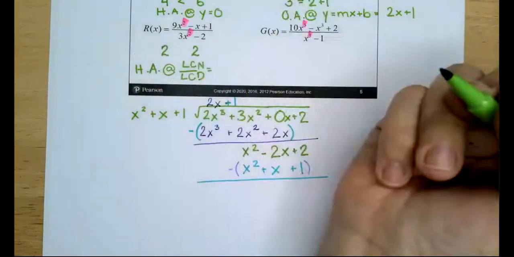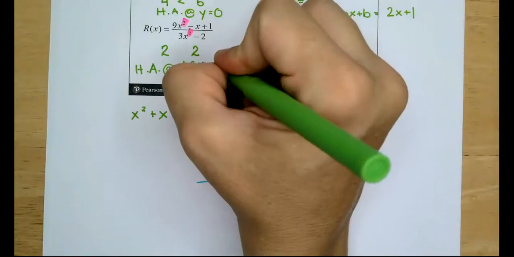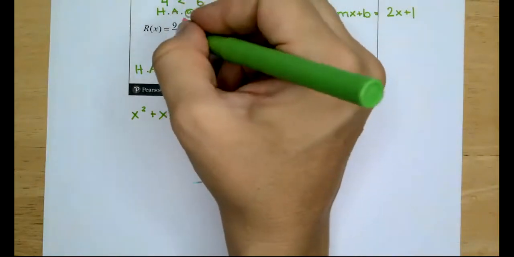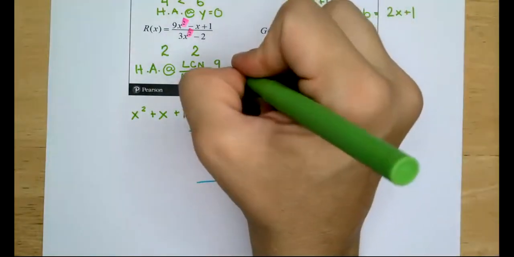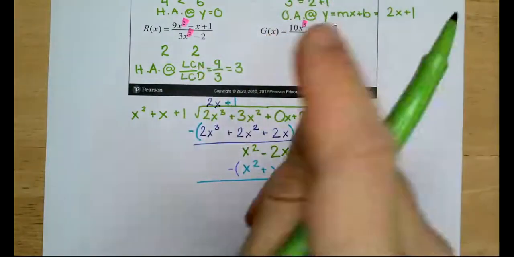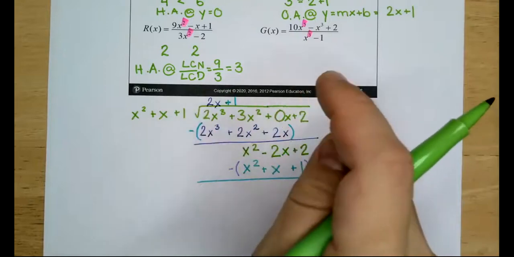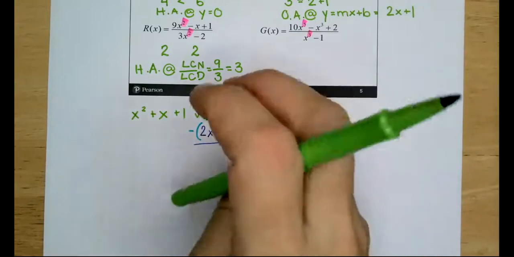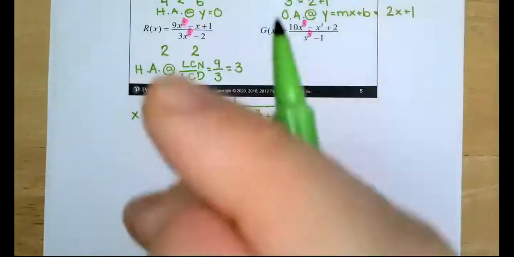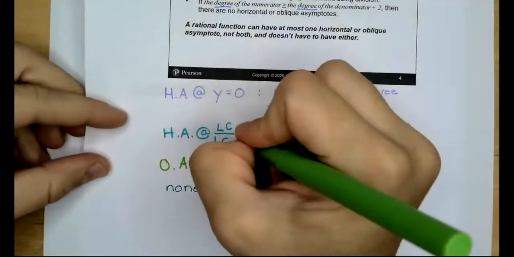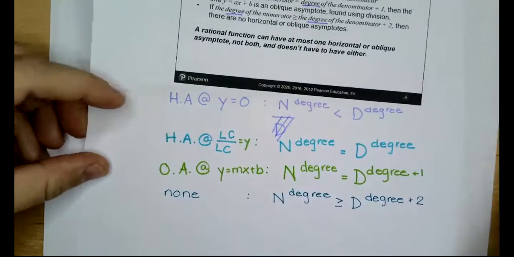So the leading coefficient is the number 9. It's the number that is with the letter of the leading term. And then it's over 3. 9 divided by 3 is just 3, right? So we have a horizontal asymptote at y equals 3. That should say y equals.